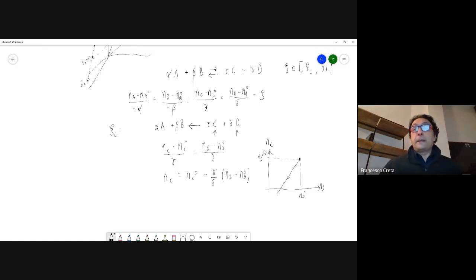Now, if this relationship here intersects this axis first, well, then this means that NC here is equal to 0, where ND, on the other hand, is still non-zero. So that means that NC is the so-called limiting product. It will end first. Of course, depending on the values of gamma, delta, and your initial point, we could have had something like this. Then in this case, D would be the limiting product.